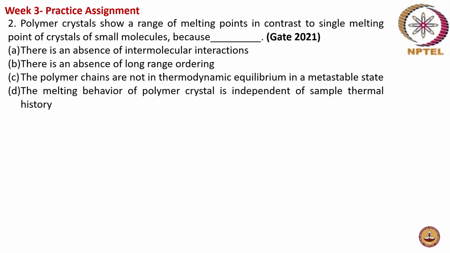Next question. Polymer crystals show a range of melting points in contrast to single melting point of crystals of small molecule. Is it because there is an absence of intermolecular interaction, or there is an absence of long range ordering? The polymer chains are not in thermodynamic equilibrium in metastable state, or the melting behavior of polymer crystals is independent of sample thermal history. Which of these is the reason for polymer crystal having a range of melting points? So this is again a GATE 2021 question.